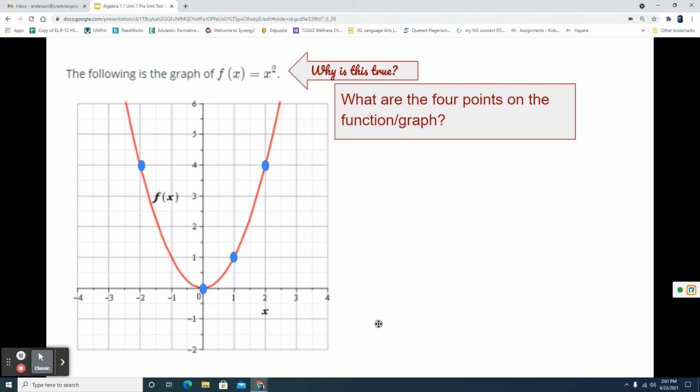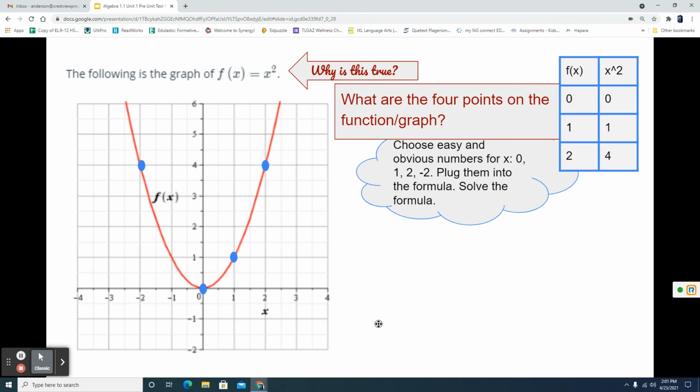Again, I picked super easy points: (2, 4), (1, 1), (0, 0), and (-2, 4). Those were the easiest ones to find. You plug them into the formula and solve.